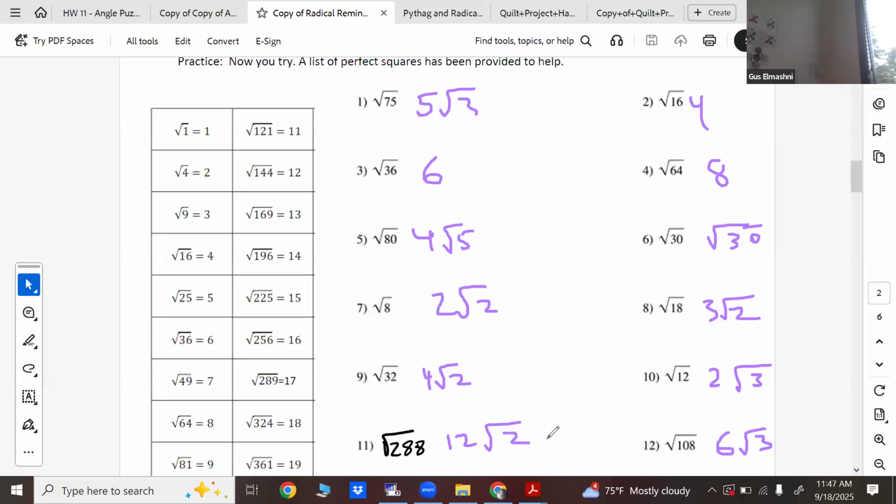When they pair up, right? So you have a pair of 2s. Pull it out. What's left behind? An extra 2. So it's 2 root 2, because you're doing root 4 times root 2. And what's root 4? Yeah, guys, when you're breaking it apart, you want to square root a perfect square.